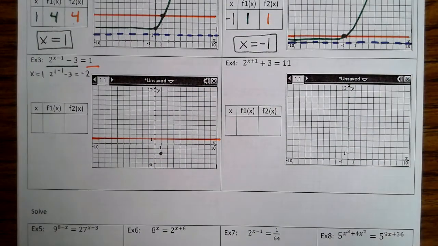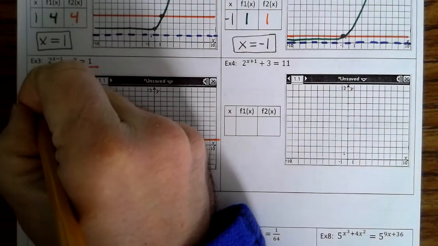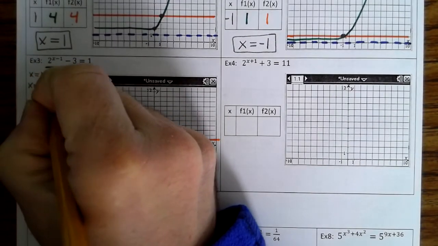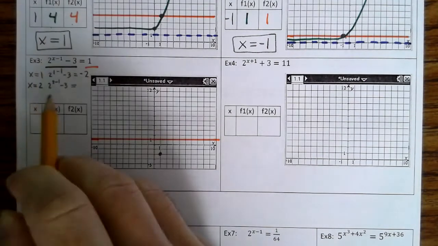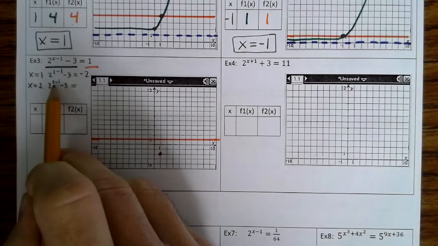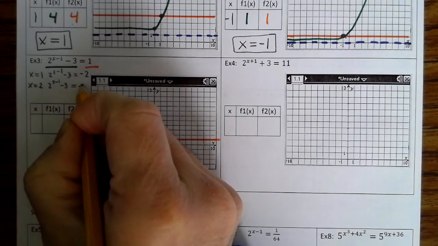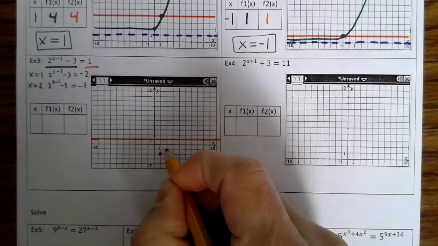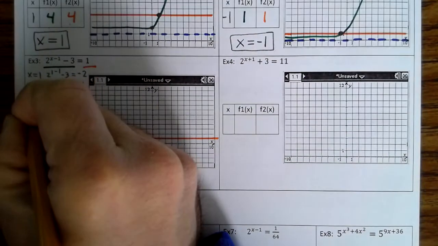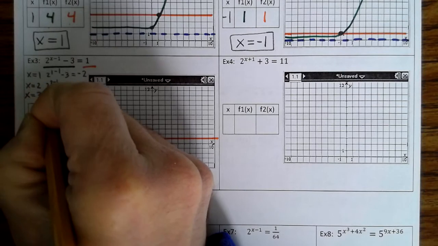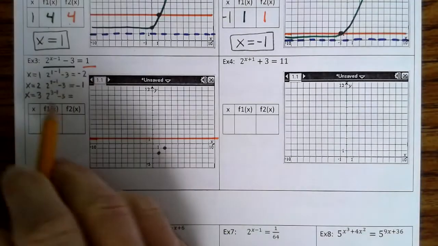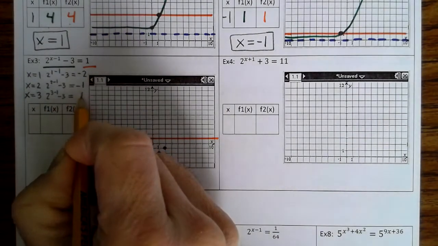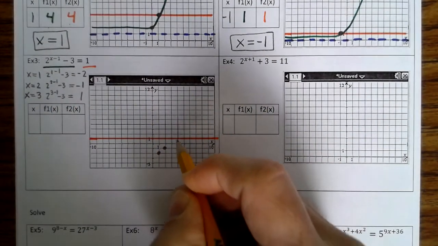Okay, now let's try when x is 2. So it's 2 to the 2 minus 1, minus 3. Well, that's 2 to the first power, which is 2. 2 minus 3 is negative 1. So your next point is 2, negative 1. And then let's do x equals 3. So that's 2 to the 3 minus 1, minus 3. Well, that's 4 minus 3, which is 1. So your point is 3, 1. You see here, they intersect, so that's going to be your solution.